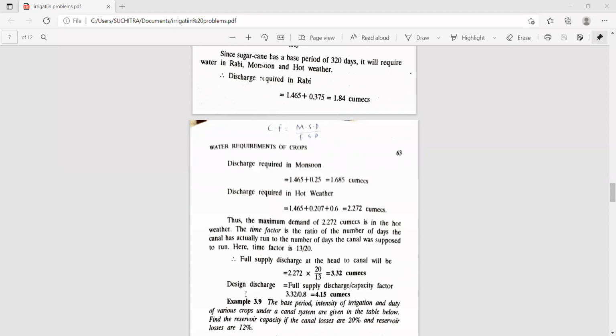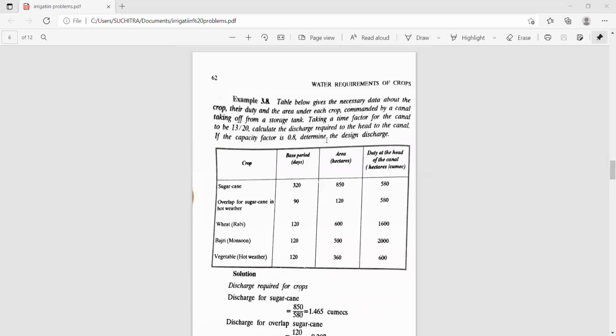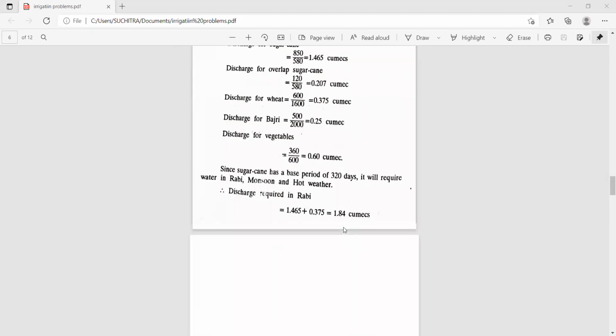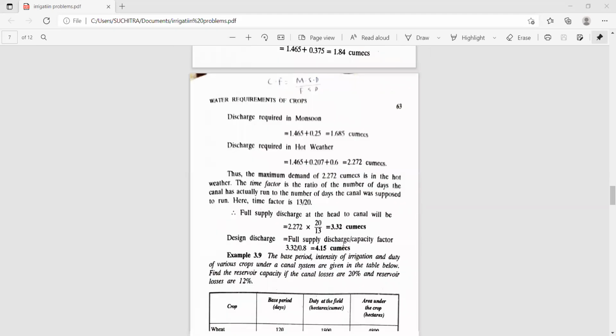So now the design discharge required at the head of the main canal is the full supply discharge, that is the FSD, divided by the capacity factor of the canal. In the given problem, the capacity factor of the canal is given. So hence, you can calculate the design discharge. The design discharge required at the head of the canal will be the full supply discharge divided by the capacity factor, it works out to be 4.15 cubics. So tomorrow again, we shall discuss some more problems on the duty and delta of irrigation water.